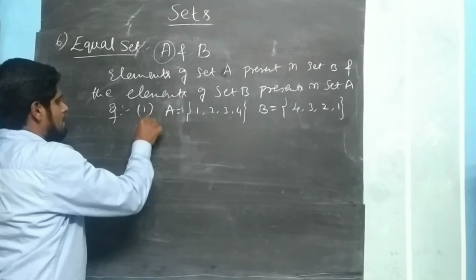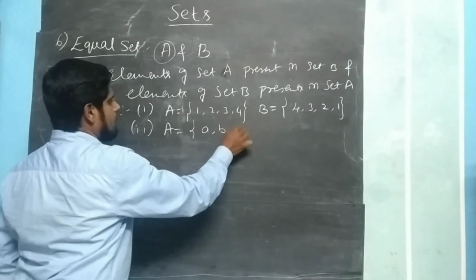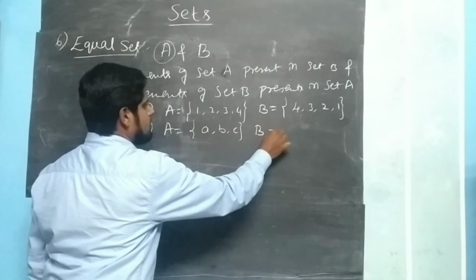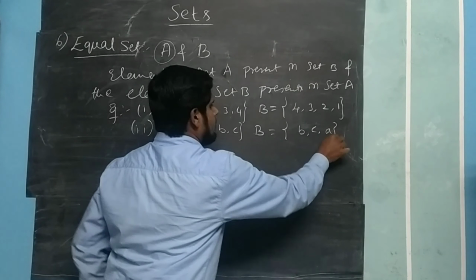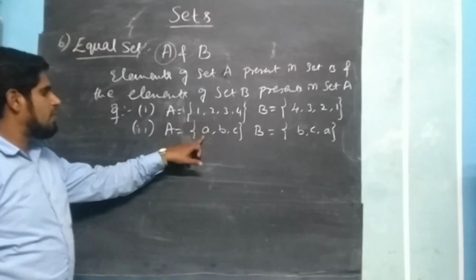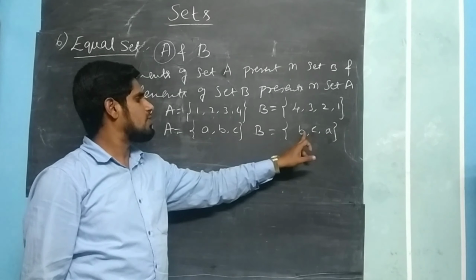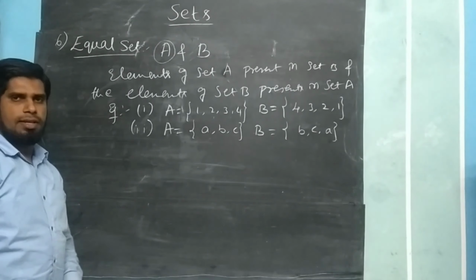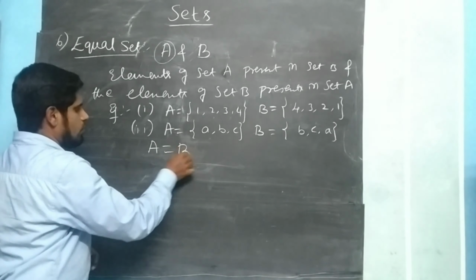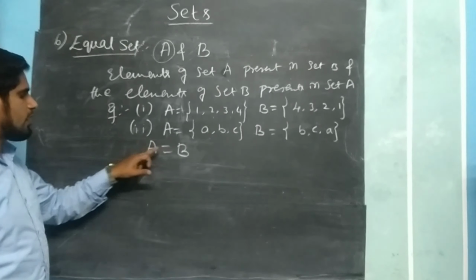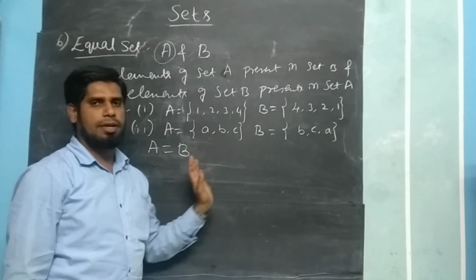Another example, if set A has a, b, c and B is b, c, a. So here the elements of set A are present in set B and the elements of set B are present in set A. Then we can say A is equal to B, that is, set A equals set B. In other cases, it is not equal.